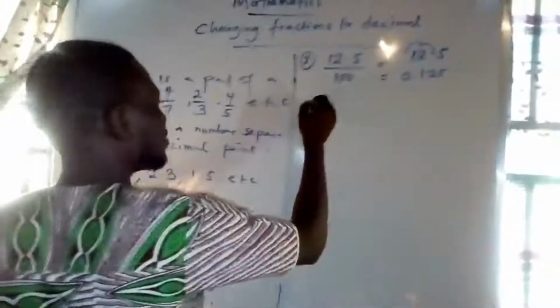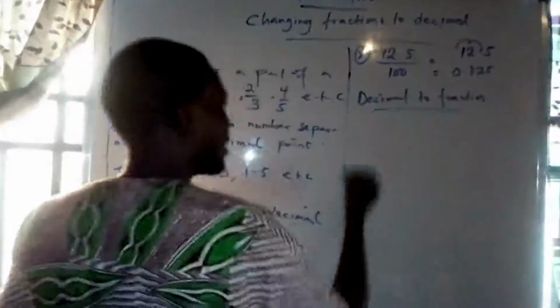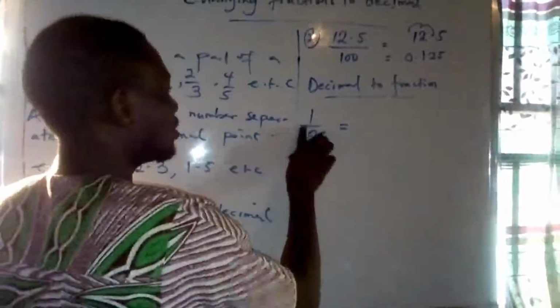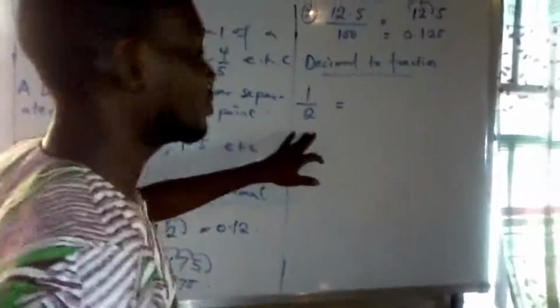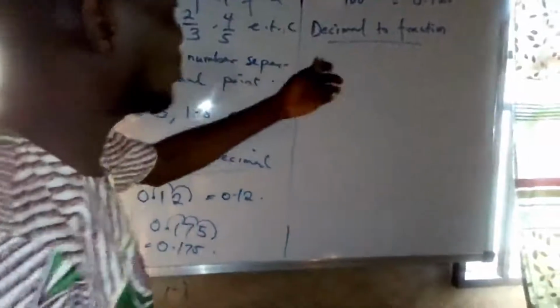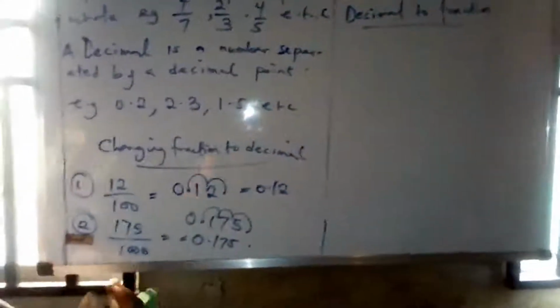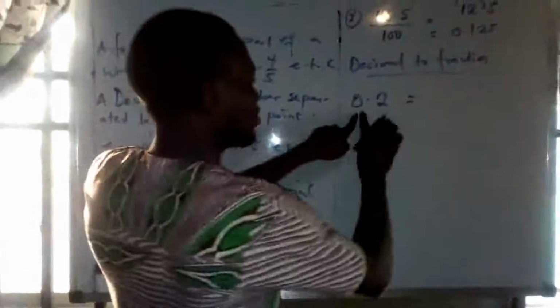Now let's move from decimal to fraction. Let's change a decimal to a fraction. Since I said let's work with numbers with 100, 10, and that, let's do that. Let's have 0.2. That's a decimal. So let's move this to fraction now.